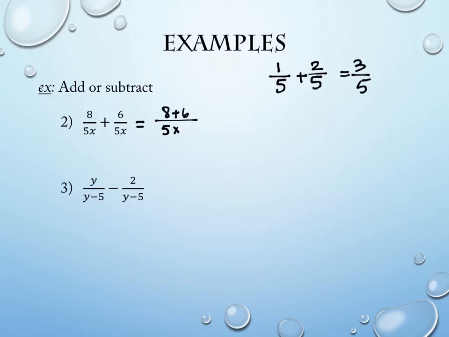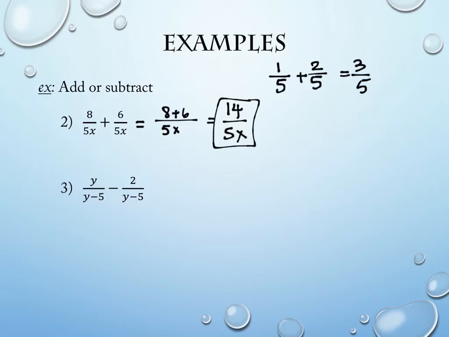And when we can, we're going to simplify things. So on this one, of course, we can. 8 plus 6 is 14. It is 14 over 5x. I'd look from the top to the bottom to see if there's any reducing going on. I can't. They don't have anything they both divide by, so I stop the problem there.